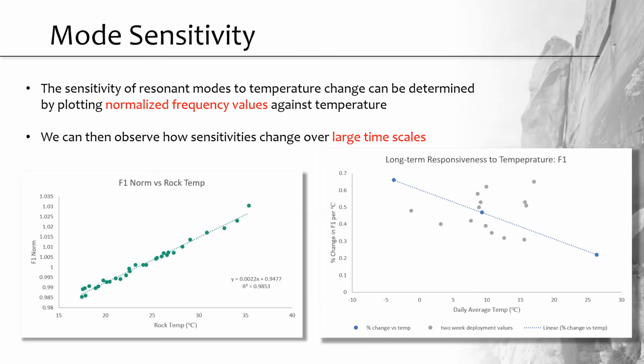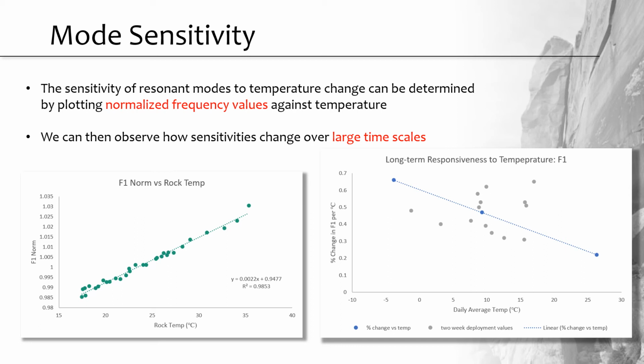Furthermore, continuing this same idea of frequency tracking, we can attempt to measure the sensitivity of the resonant modes to temperature change. If you look at the image in the bottom left, we do this by plotting the normalized frequency values against temperature. By normalize, I mean that we take the values for the resonant frequencies and divide them by the average value for the resonant frequency. That way we get a percentage value for how sensitive these modes are to changes in temperature.